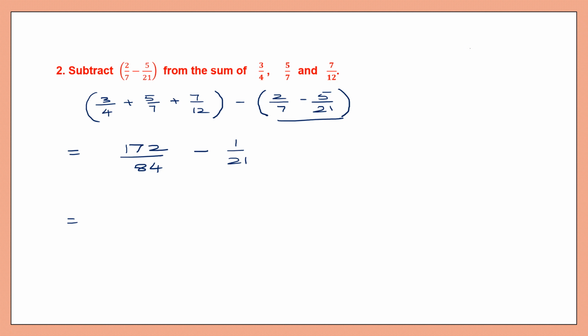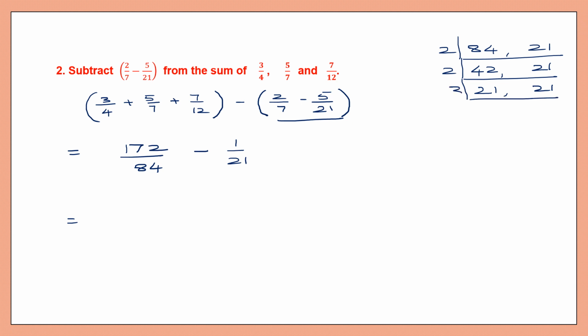Let's find the LCM of the denominators 84 and 21. So we can start with 2. 2 fours are 8, 2 twos are 4, 42. And then here we have 21. Then continue with 2 again. 2 into 21 is 42. So here also we have 21.